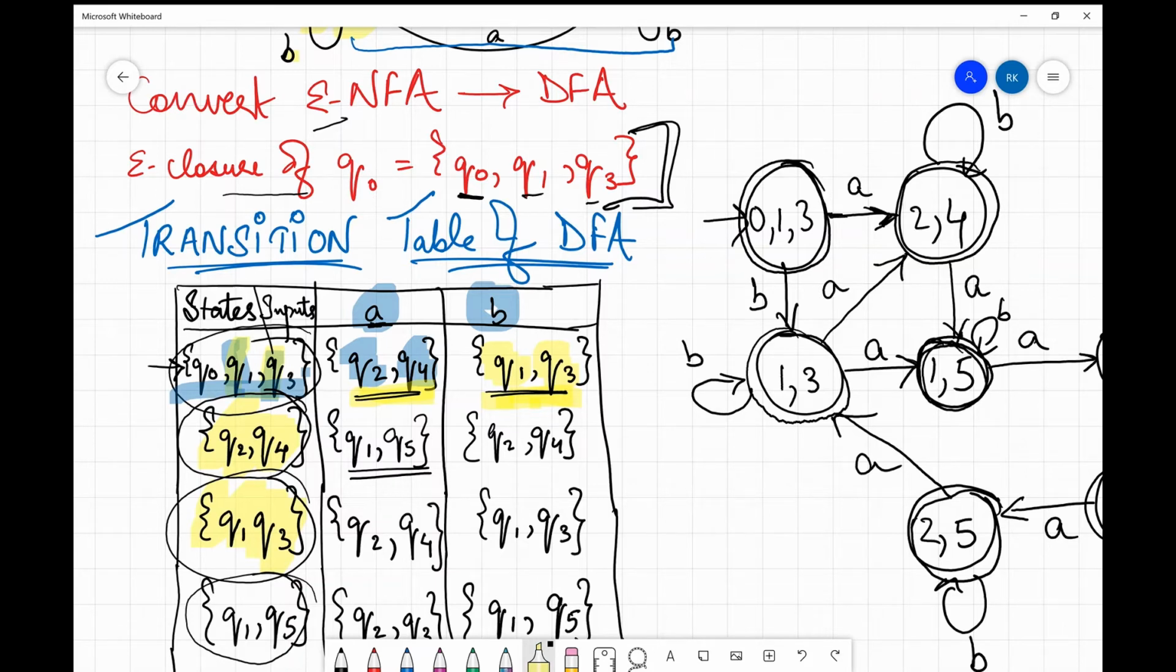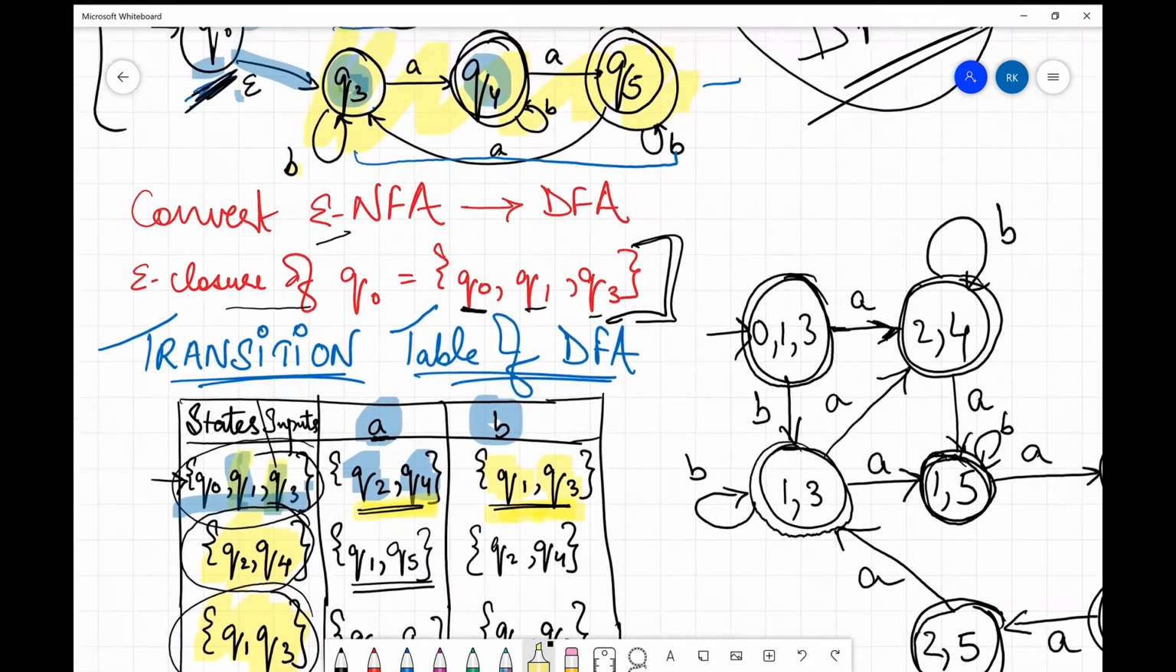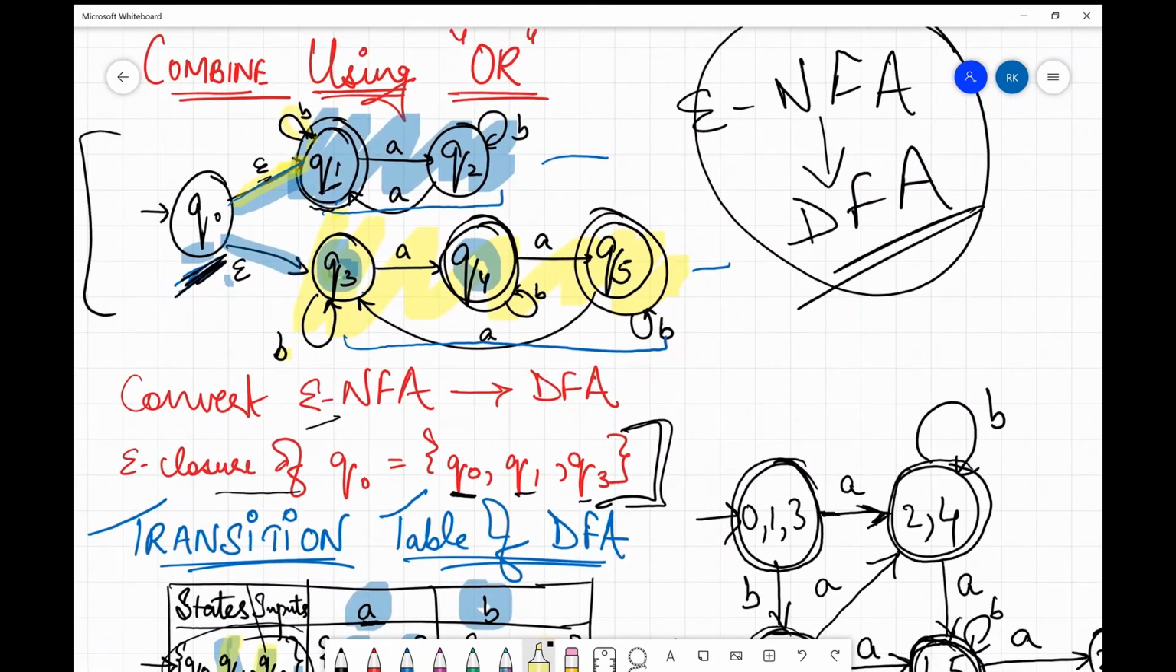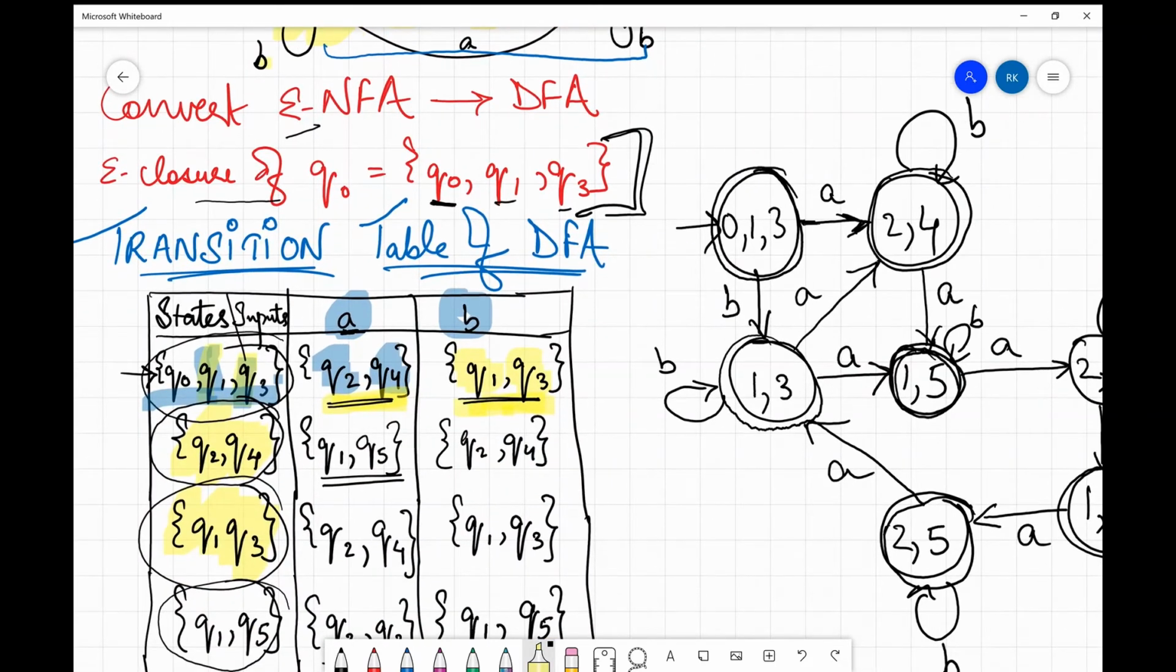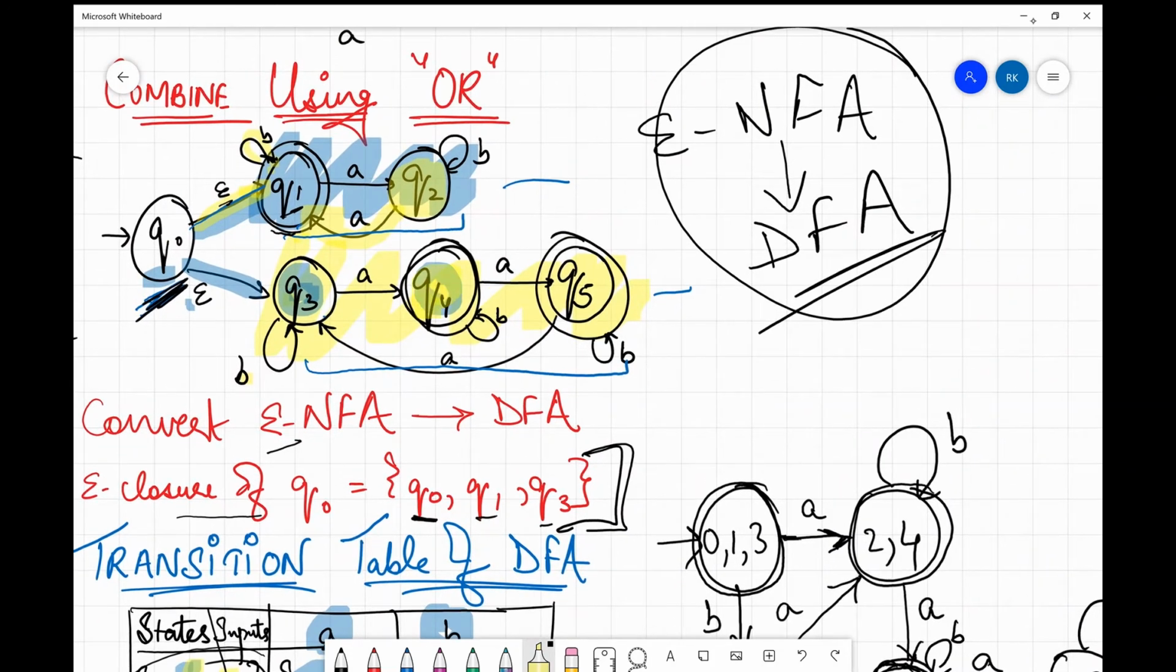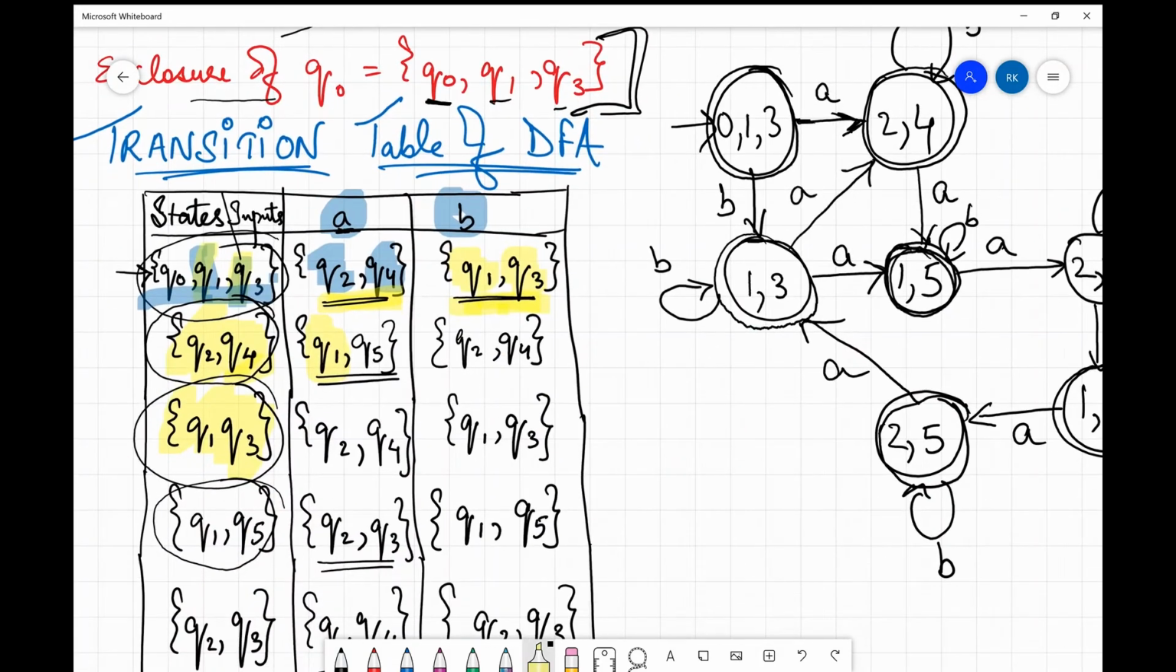Okay, so now in a similar manner, let me do it once again with you, and then you can complete the transition table yourself. Over here, when I give input A to Q2, what do I reach? I reach Q1. So I would have written Q1 over here. Then Q4, when I give input A to Q4, I reach Q5. So I would have written Q5. So this is the new state.